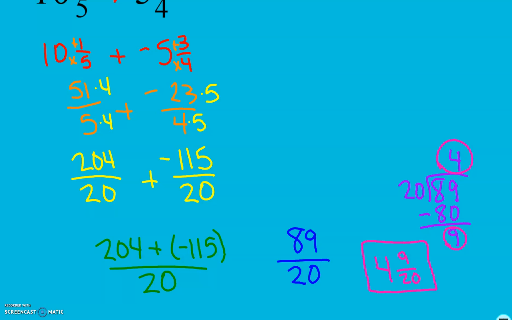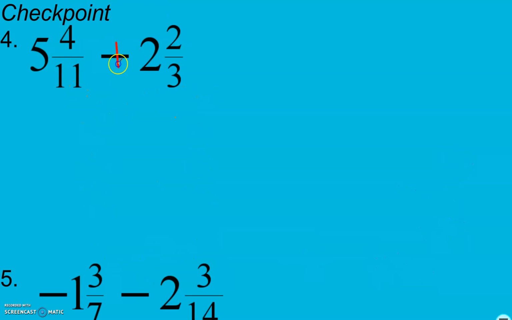I cannot reduce there. Again, here I have subtraction, so I'm going to change to adding the opposite. So I have 5 and 4/11 plus negative 2 and 2/3. I don't have common denominators, but I can get some. First, I'm going to switch to improper fractions. 11 times 5 is 55 plus 4, 59 over 11, plus negative 3 times 2, 6 plus 2, 8 over 3.